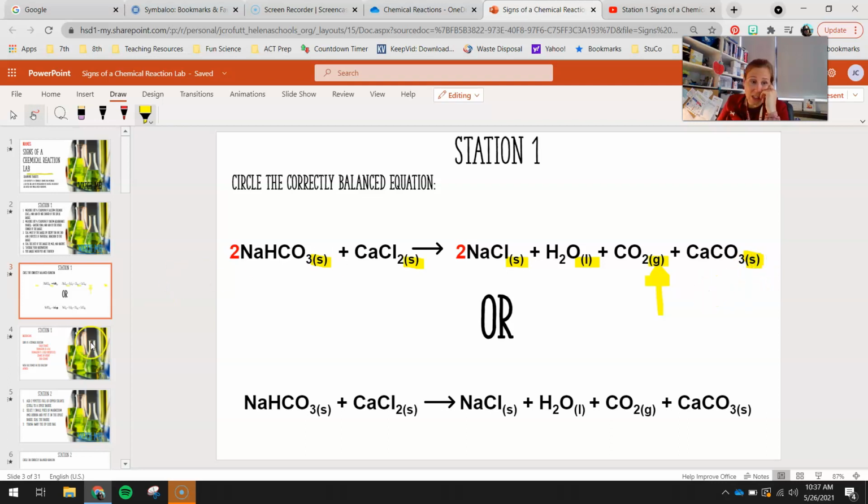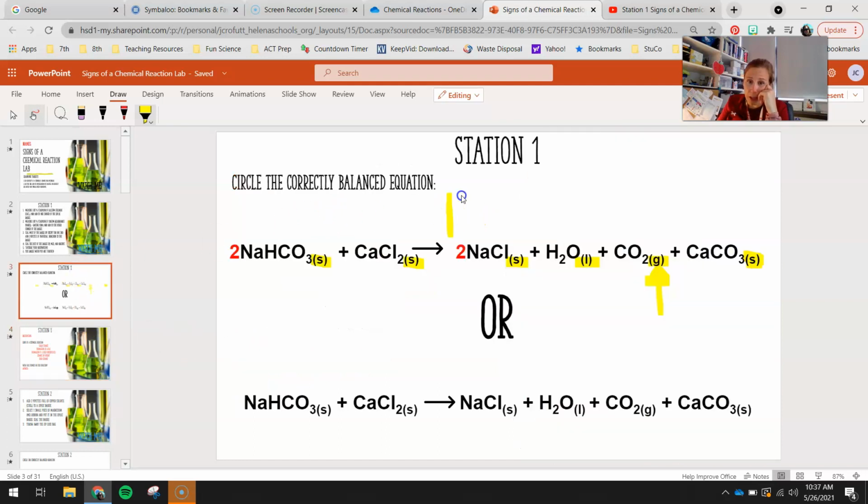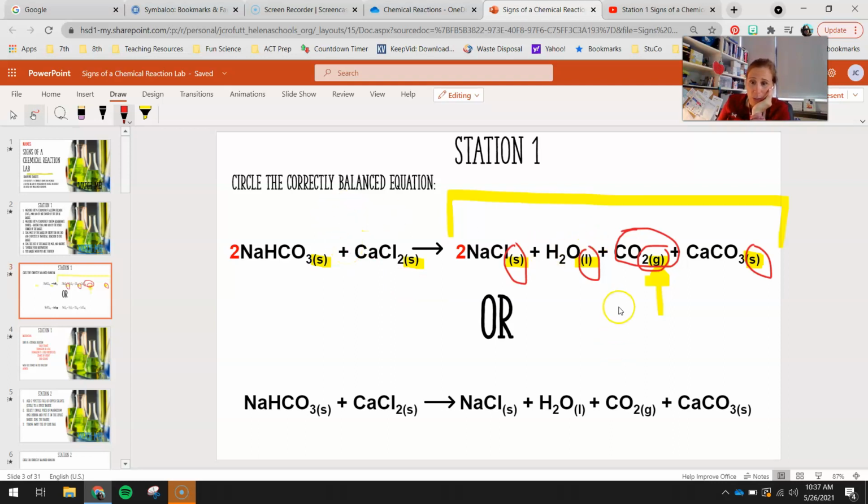Okay, so when I ask you in the question, what is the gas formed in this reaction? Look at your products. Look at those states of matter that you see. Solid, liquid, solid. Oh, there's my gas. So what's my gas produced in this? This is CO2, or what we know as carbon dioxide. So you could either write the formula CO2 or you could write carbon dioxide.